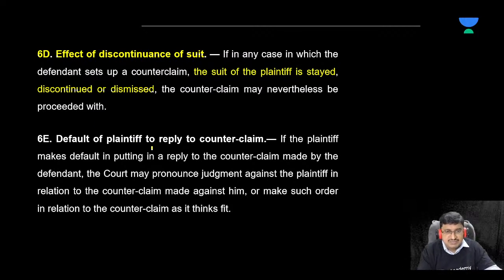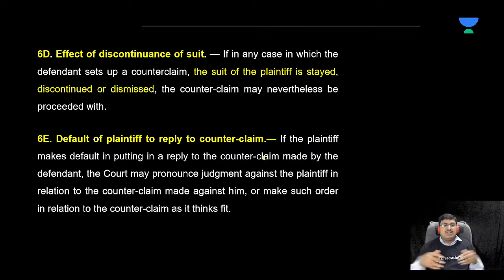Now, default of the plaintiff to reply to the counterclaim. What will happen if the plaintiff fails to reply to a counterclaim? It is stated under Rule 6E of Order 8 of C.P.C, friends. If the plaintiff makes default in putting in a reply to the counterclaim made by the defendant, the court may pronounce the judgment against the plaintiff in relation to the counterclaim made against him, or make such order in relation to the counterclaim as it thinks fit.